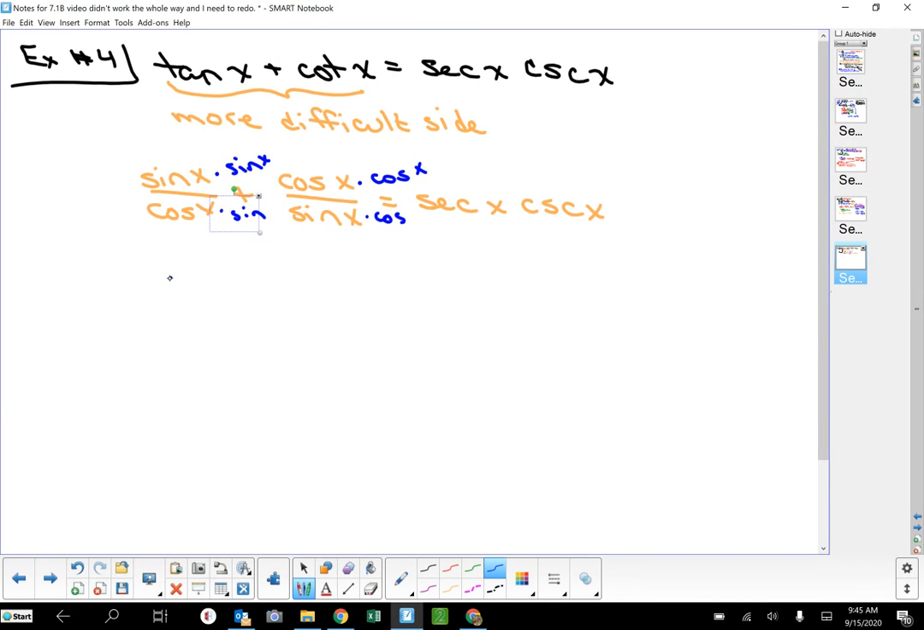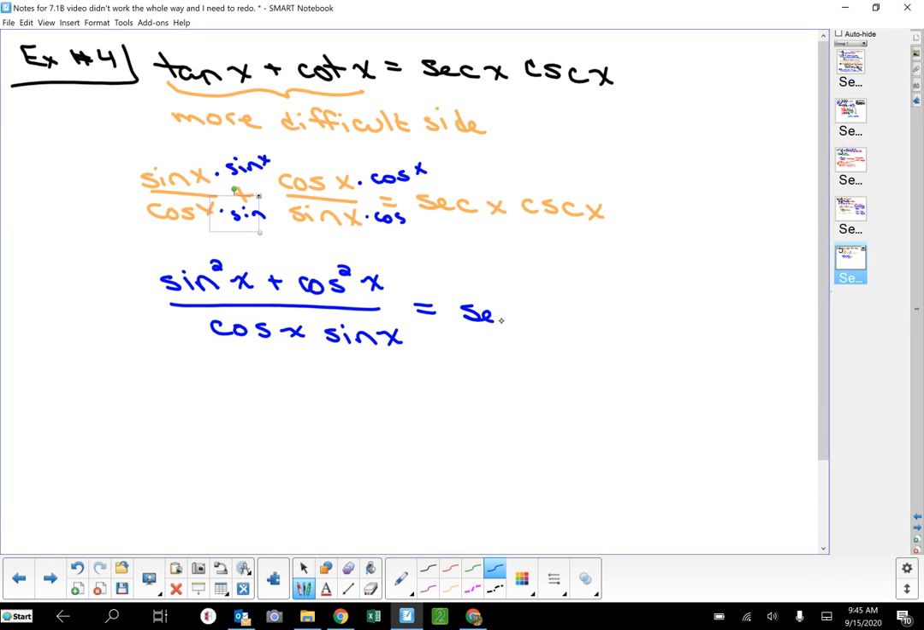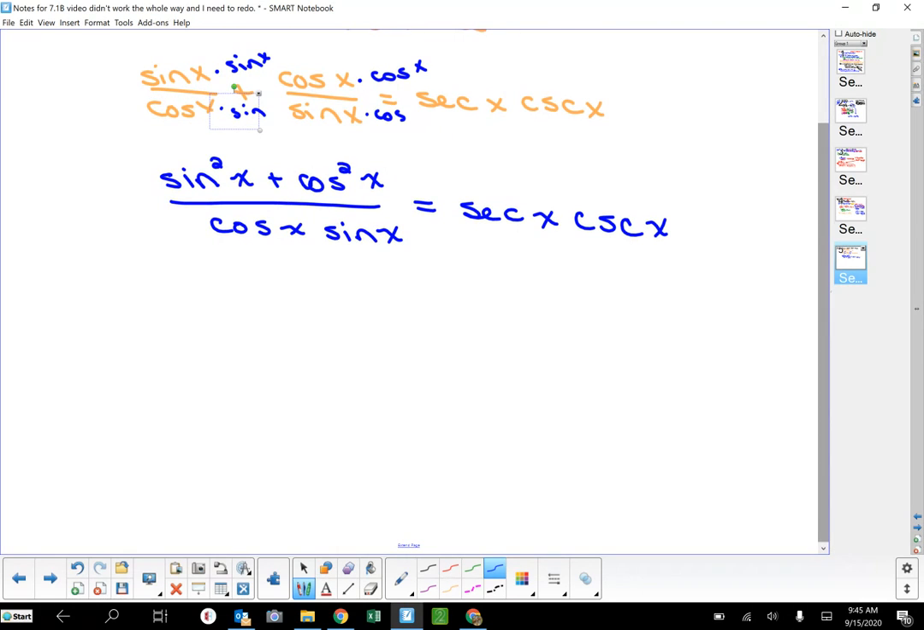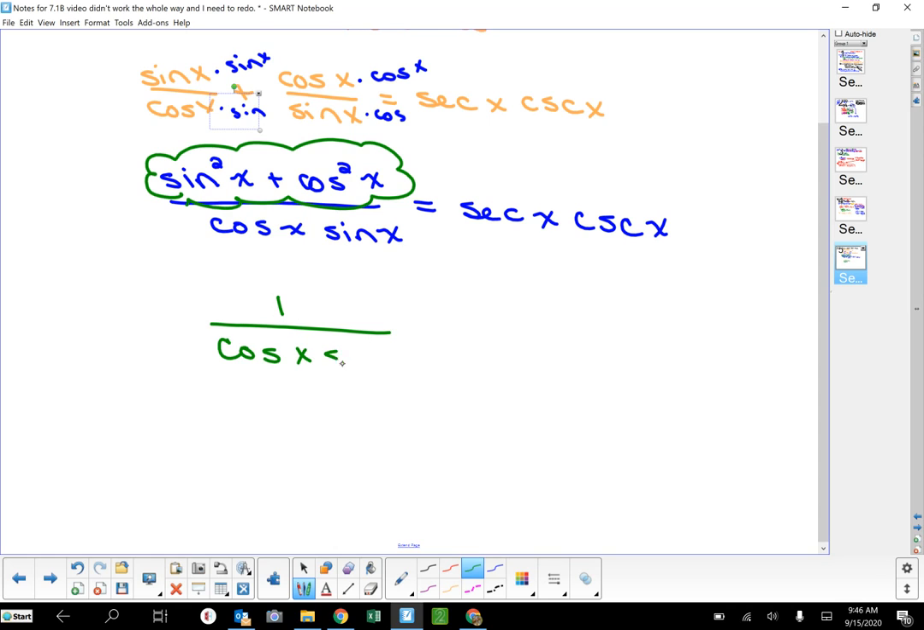I like to show it on the top and not really the bottom. So what we end up with here is a sine squared x plus a cosine squared x. And the whole idea is to combine it over one denominator. So this gives me a cosine x sine x. And I'm going to try to show that this is secant x cosecant x. All right, well, by a Pythagorean identity, sine squared plus cosine squared is 1. And this is over cosine x sine x. We're going to try to show that this is secant cosecant.